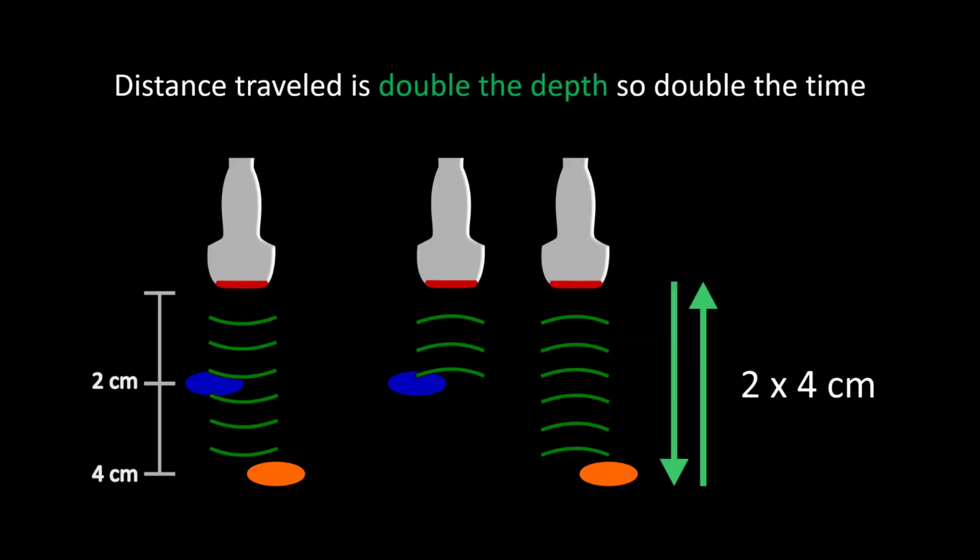In summary, remember that distance traveled is double the depth, so double the time, and that comes into play if you're looking into more details for your exams. And I think from this you can realize that 2D imaging is actually a pulsed wave Doppler.